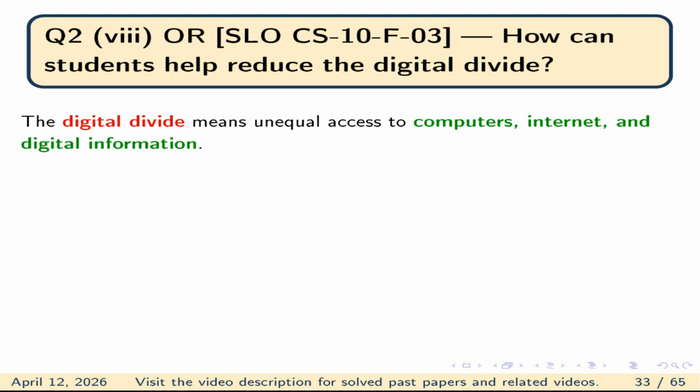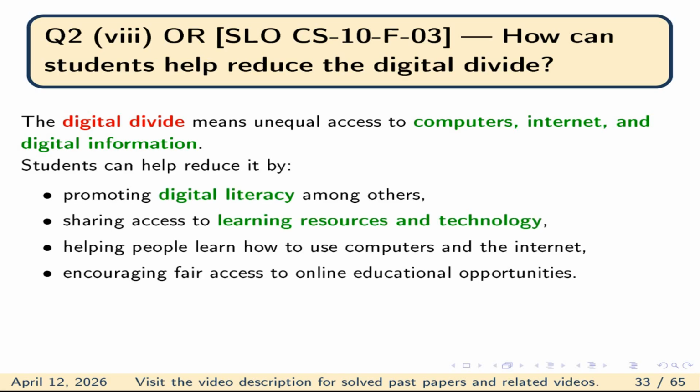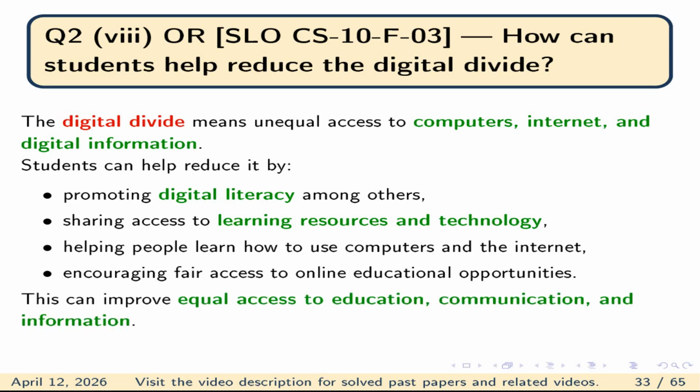Alternate part is: how can students help reduce the digital divide? The digital divide means unequal access to computers, the internet, and digital information. Students can help reduce it by promoting digital literacy among others, sharing access to learning resources and technology, helping people learn how to use computers and the internet, and encouraging fair access to online educational opportunities. This can improve equal access to education, communication, and information.